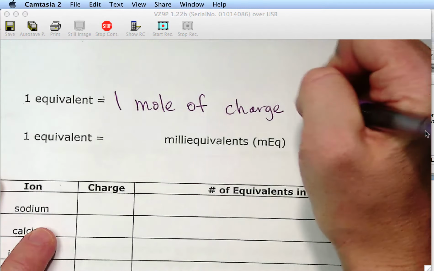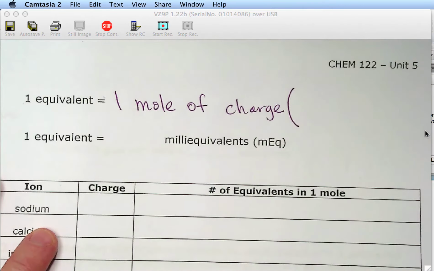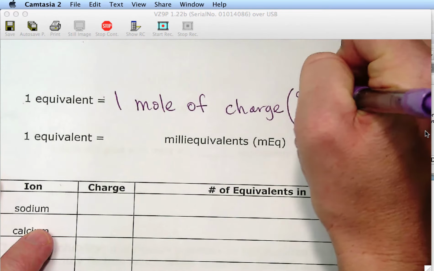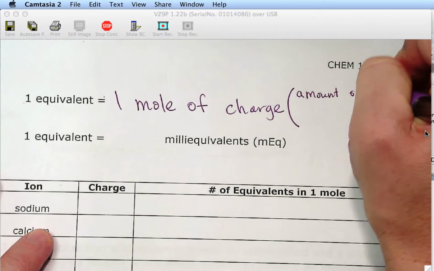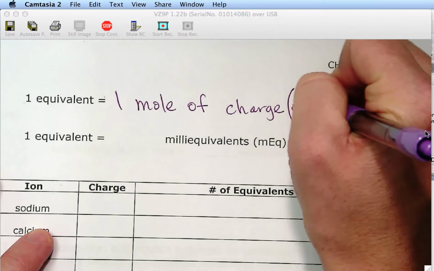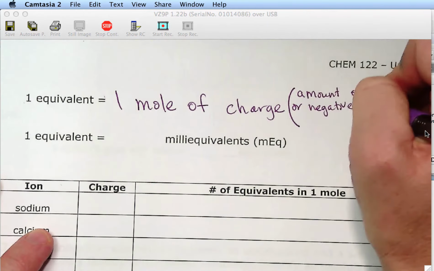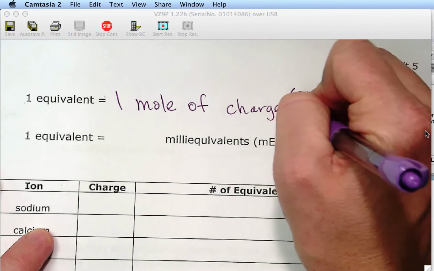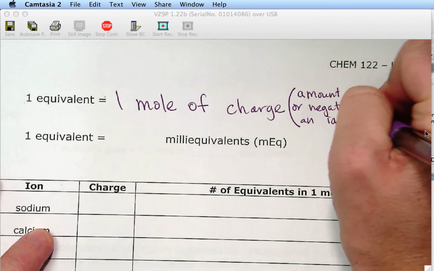This is the amount of positive or negative charge that an ion supplies.